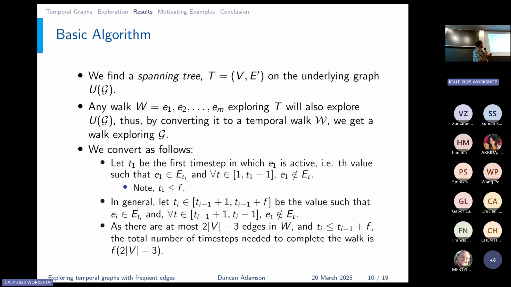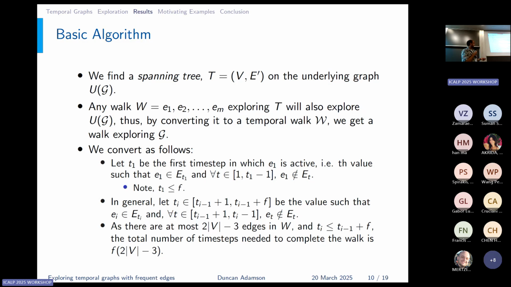So what we do is that in the first step, we are sitting on our vertex and we want to move along the first edge in our walk on the underlying graph. And either the edge is active, which is great, and then we walk along and take one step, or the edge isn't active, in which case we're just going to be sitting there waiting until the edge becomes active. The key thing for our claim is that the edge is going to become active after, at most, F time steps. So we might be sitting there for a little bit, but we have a good bound on how long we're going to be waiting.